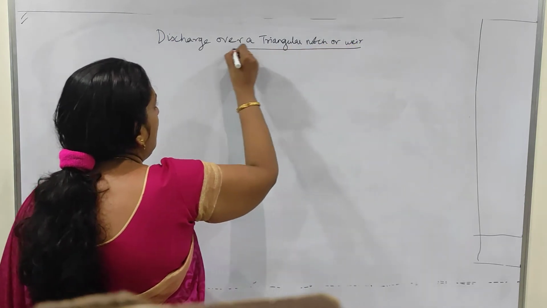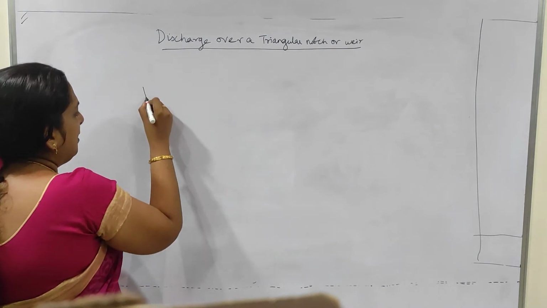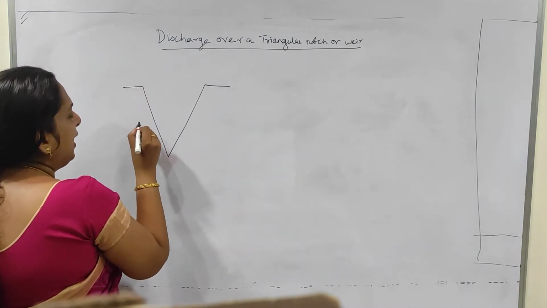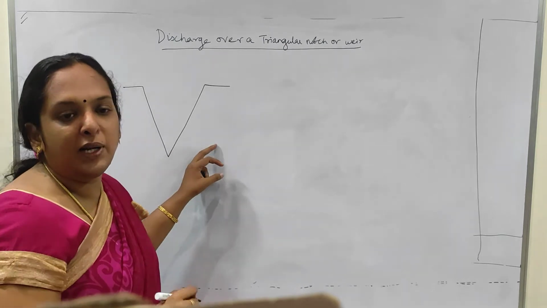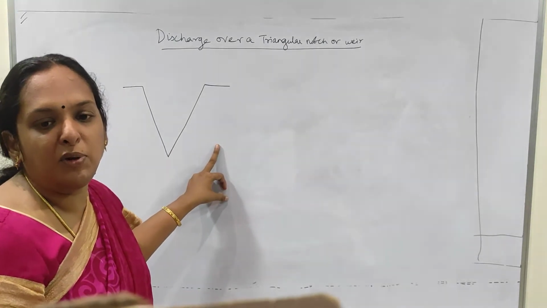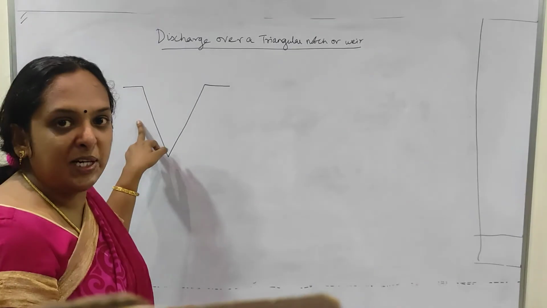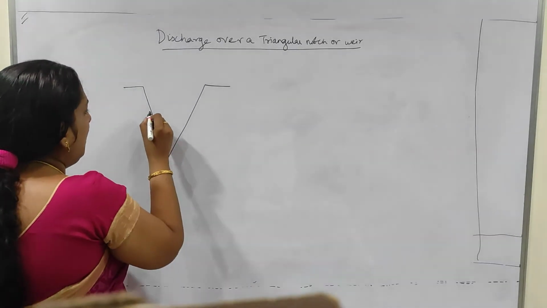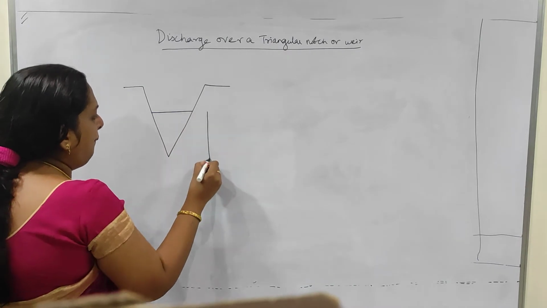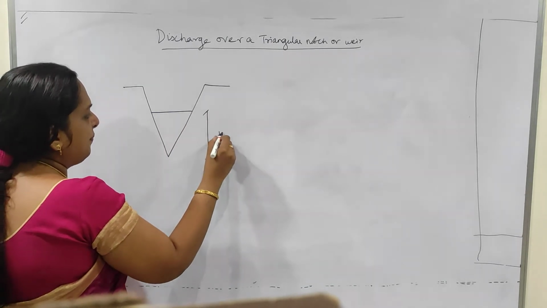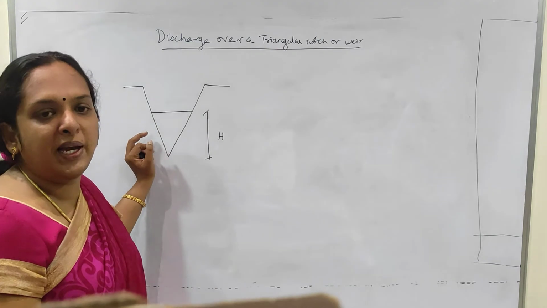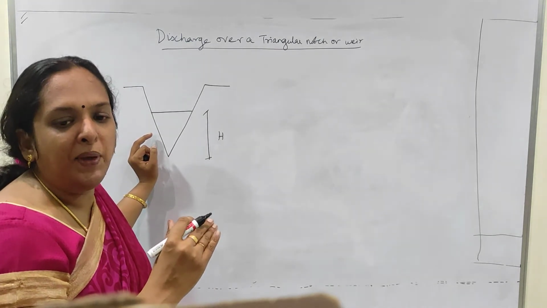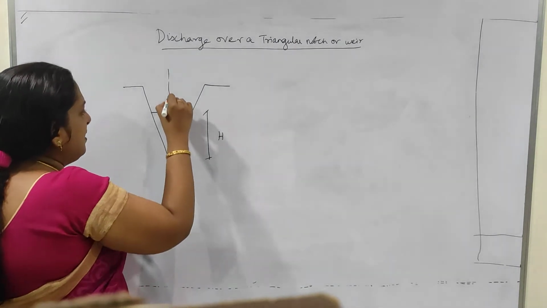Now consider this is your triangular notch, otherwise called a V notch. The height, or the head of the water above the V notch, let this be my head of water. That is my H. What is H? It is the head of the water above the V notch. And here this is my axis.